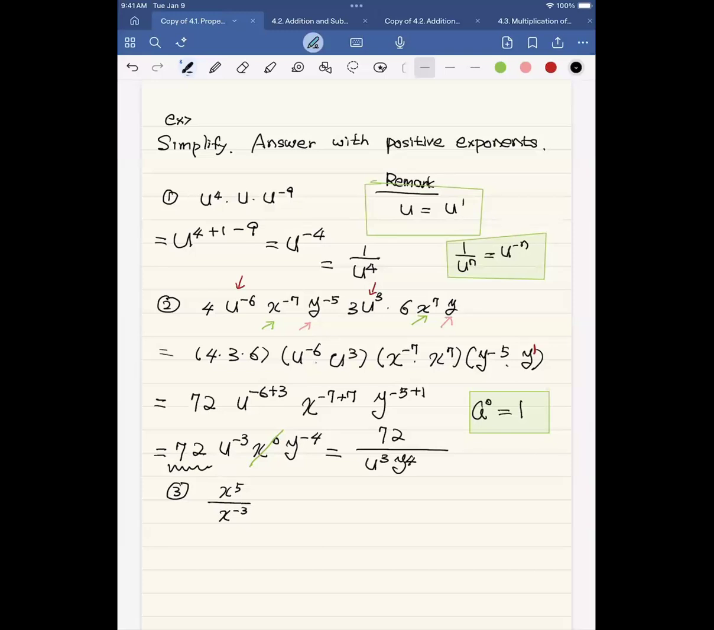The other important fact I used here is a times b to the minus 1 is a times 1 over b, and that can be written as a over b. Why is that? a is indeed a over 1.